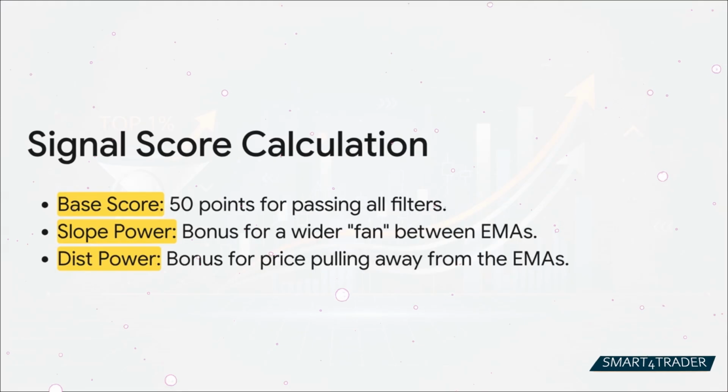So you might be wondering, where does that number even come from? It's basically made of 3 parts. First, an asset gets a base score of 50 points just for getting past those tough structural filters. Then it gets bonus points for slope power, that's how wide the EMA fan is, and it gets more bonus points for dist power, which is how far the price is rocketing away from the EMAs. So really, a higher score just means a more aggressive, explosive move.